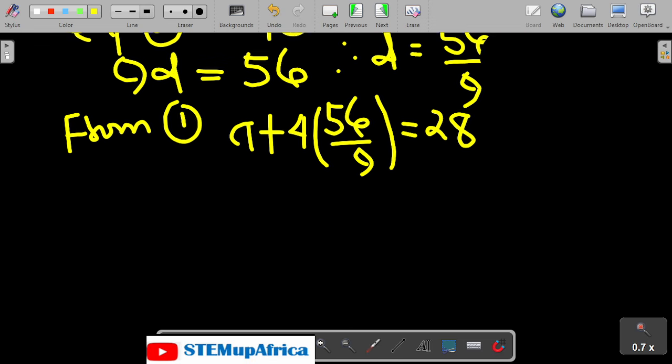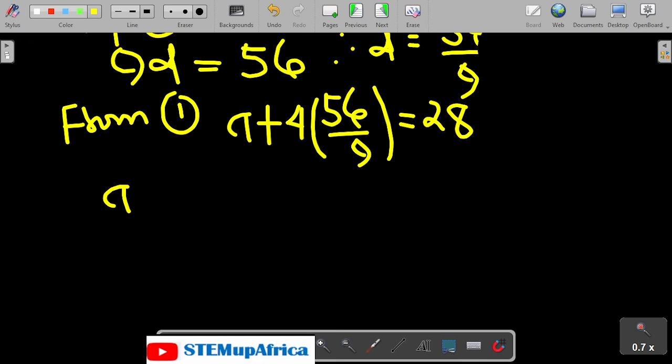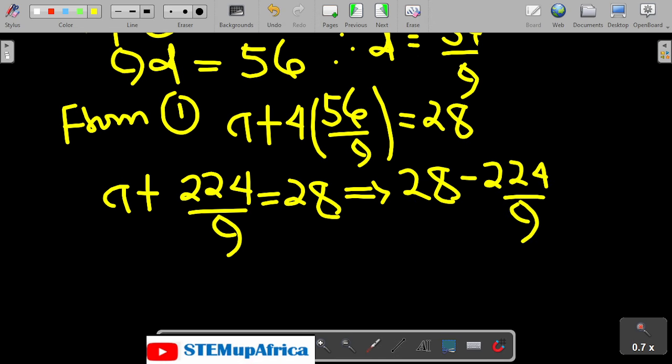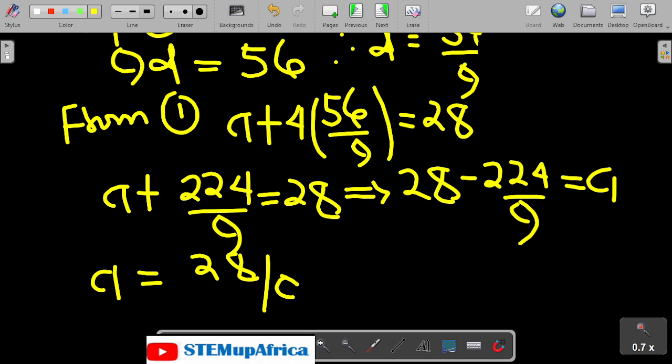So let's simplify it. I'm going to have a plus, so 56 over 9 times 4 here will give us 224 over 9 equals 28. So if I collect like terms, I'm having 28 minus 224 over 9 is equal to a. So my a equals what? It gives us 28 over 9. That's the value of a.